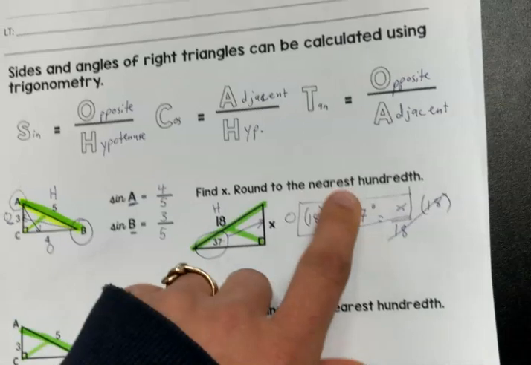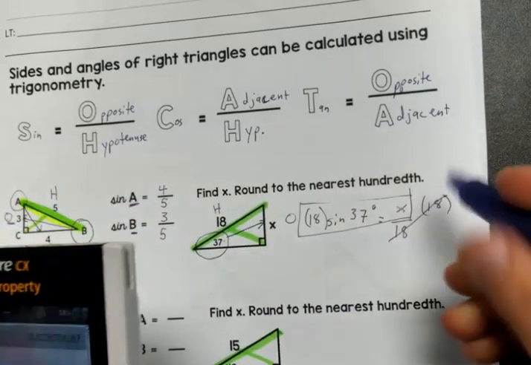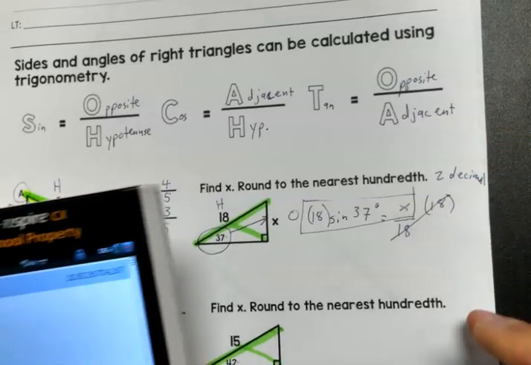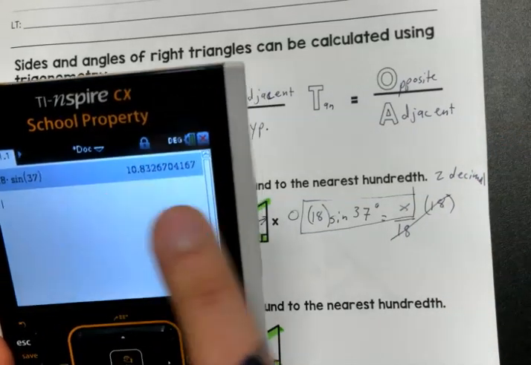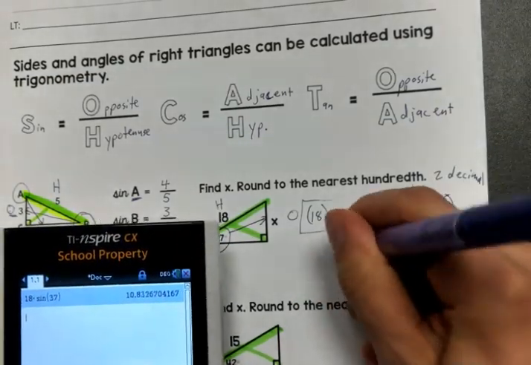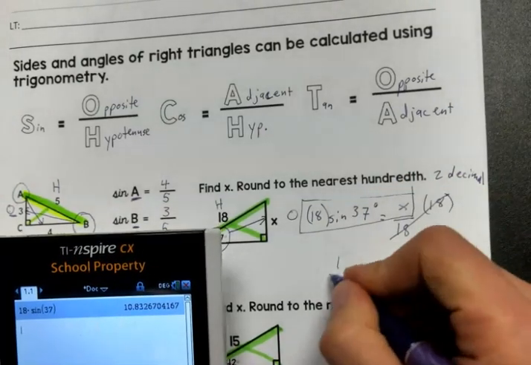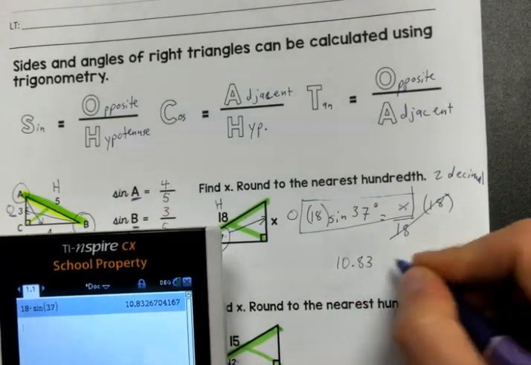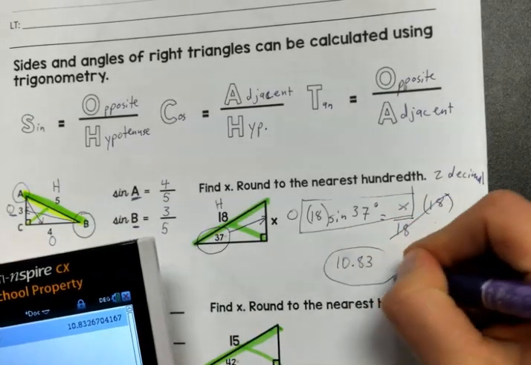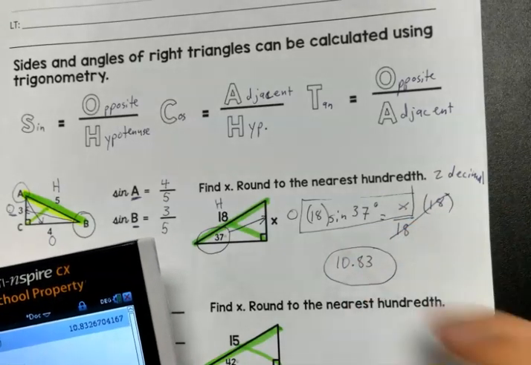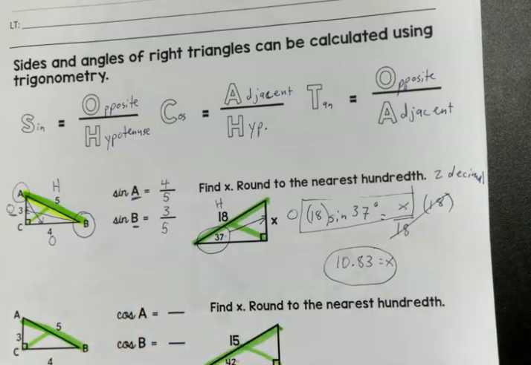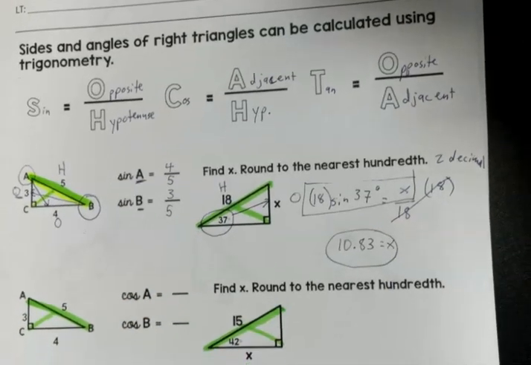Okay. And it says round to the nearest hundredth, so that means 2 decimal places. So 10.83. Is there a unit of measure? No. So it's just 10.83 units. Okay? That's the final answer. That's x. Alright, moving on.